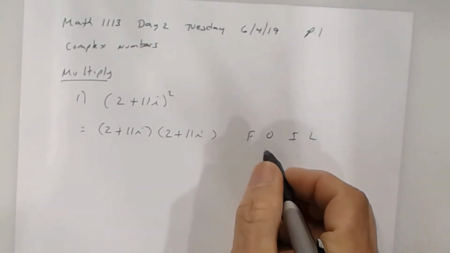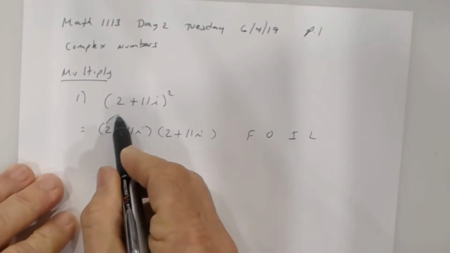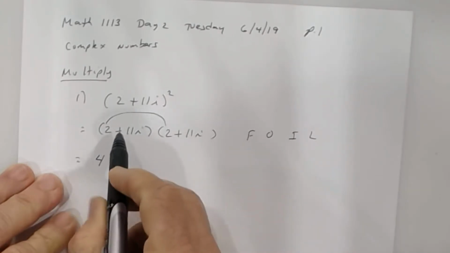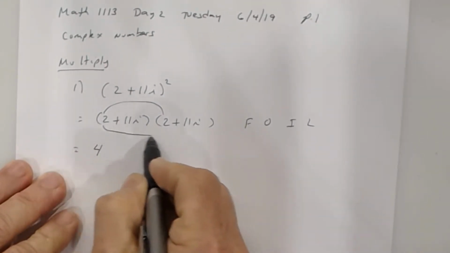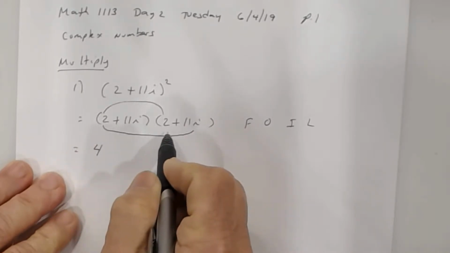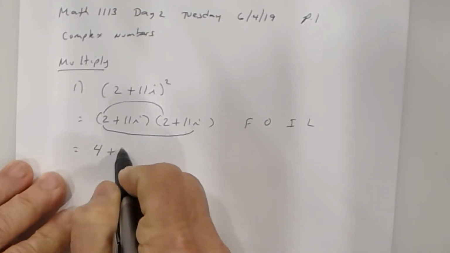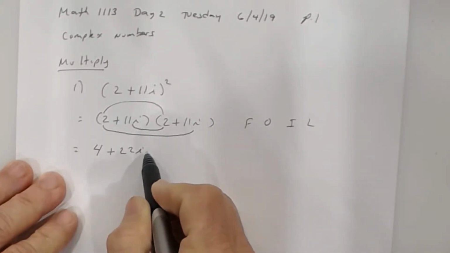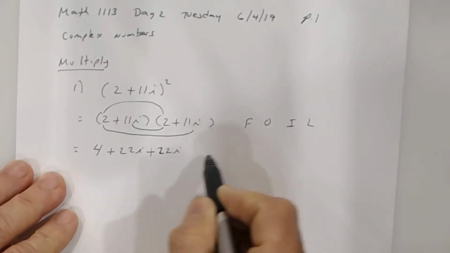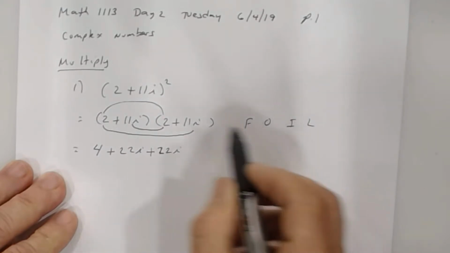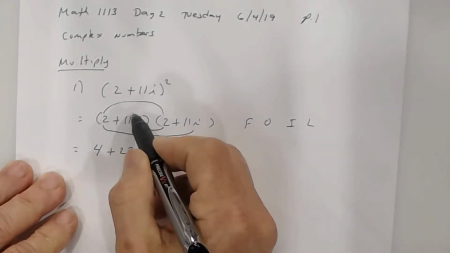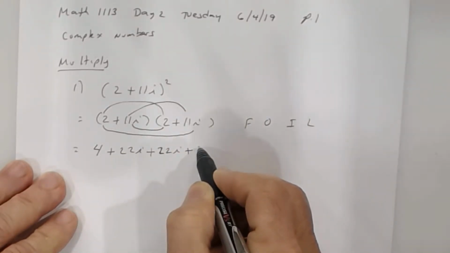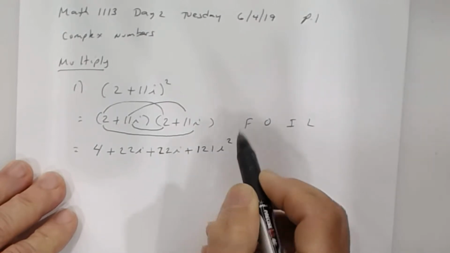F-O-I-L. F stands for first. So you're looking at the first terms of each binomial. So 2 times 2 is 4. O stands for outer. So you're looking at the terms on the outside. So that means 2 times what? 11i. Which is 22i. I stands for inner, so the terms on the inside. 22i. And then L stands for the last terms of each binomial. So 11i times 11i is 22i squared. 11 times 11 is not 22. Oh, okay. 121i squared.